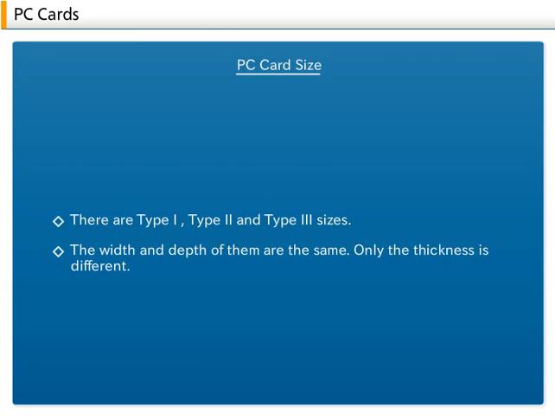There are 3 sizes of cards: Type 1, Type 2 and Type 3. The width and depth of them are the same. Only the thickness is different.